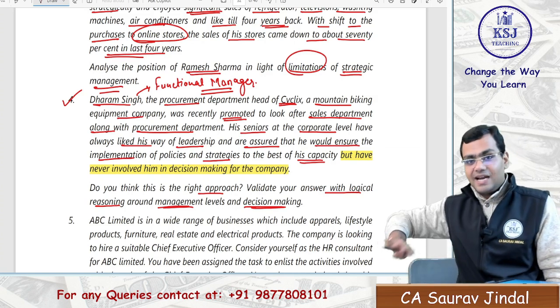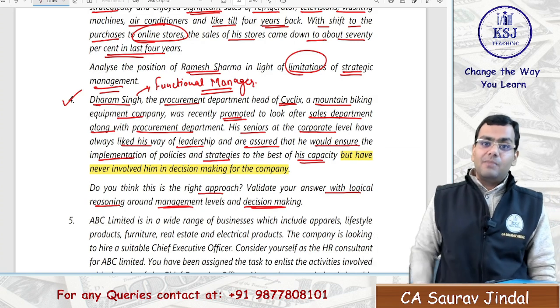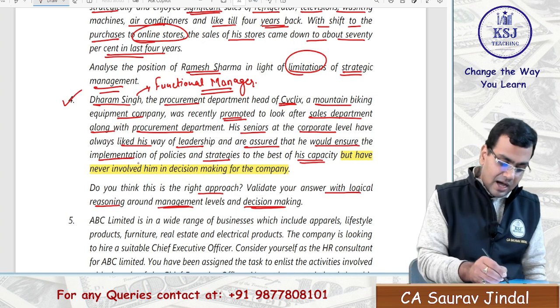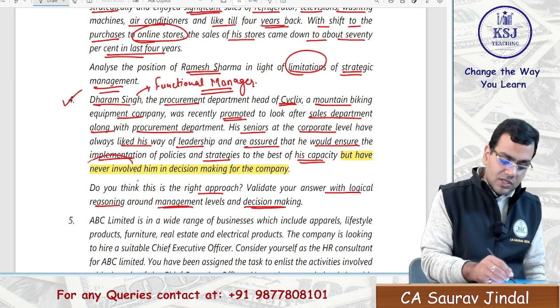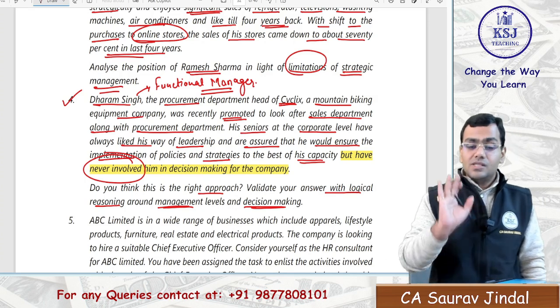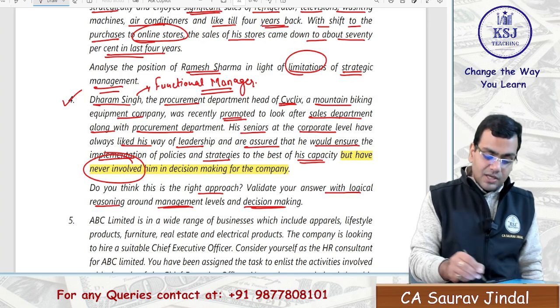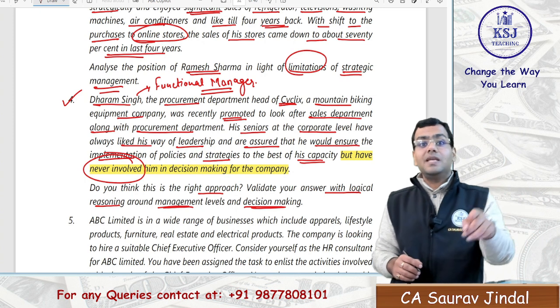That is one side. That is good. He's getting promoted. But the problem here is that they are not involving him in the decision making. That is the problem. This is wrong. Right? He says, do you think this is the right approach? No, the approach of the company is not right.